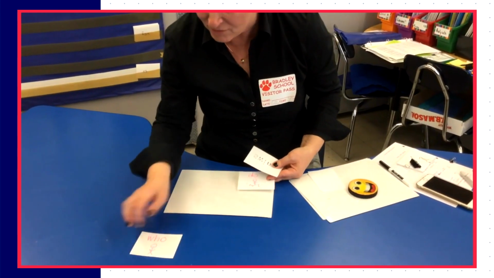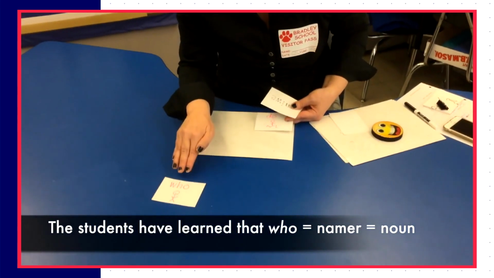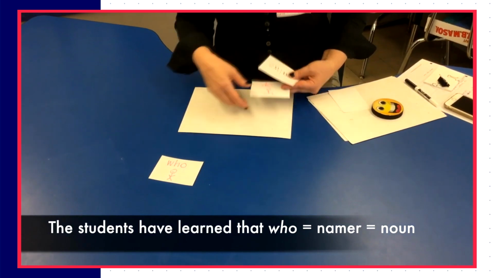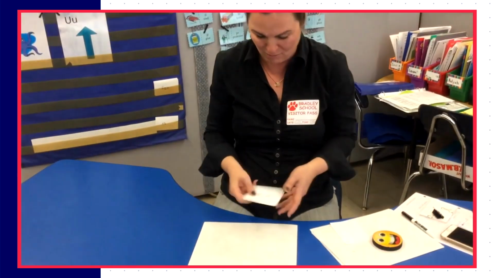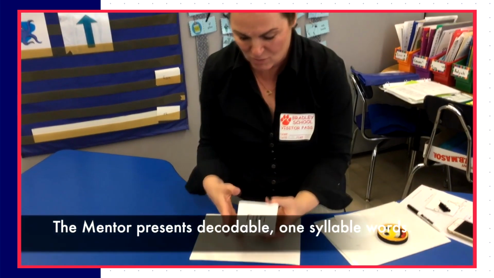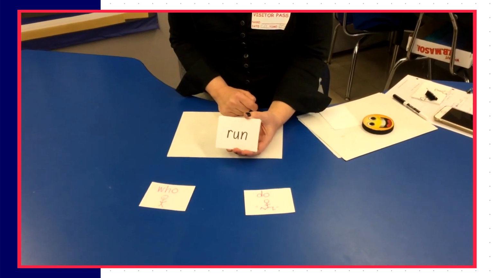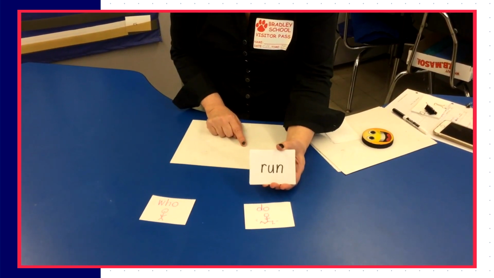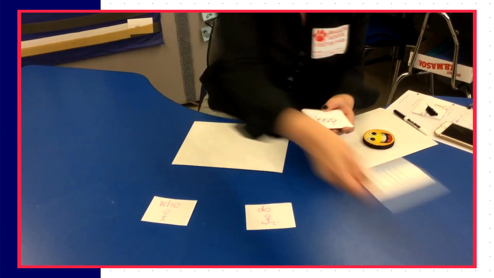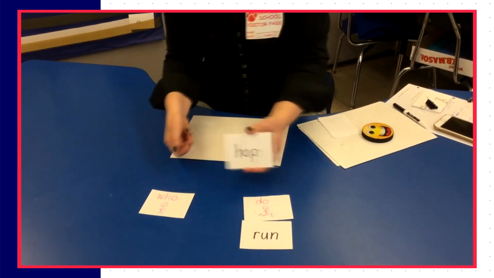You have to decide if the word that you're reading tells me who, so that means it could be a person, a place, or a thing, or an animal, or does it tell me an action? Is my word an action word that I'm reading? All right, so let's read this first word together. Is run a who, or is that something we do? Do. It's something we do. Can you put it under the do column, please? Hop, hop, hop. Okay, is it a who or is it something we do?